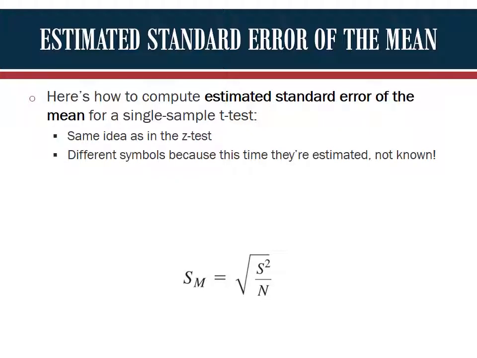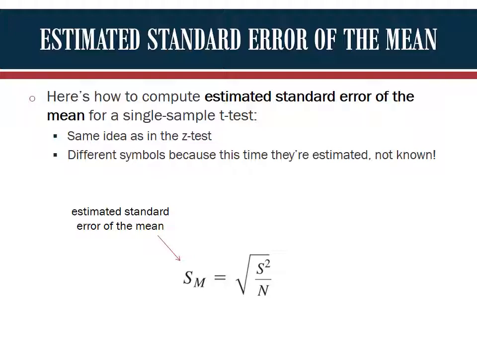So this is, as you might have noticed, the same idea as in the z-test. It's the exact same structure of the equation. In the z-test, on the left side, it was sigma sub m, whereas in the t-test, it's s sub m. And then in the z-test, the top of the equation on the right side was sigma squared, whereas in the t-test, it's s squared. Otherwise, it's the same basic formula. You're just using different symbols because this time they're estimated values and not known values. That's really the only difference here.